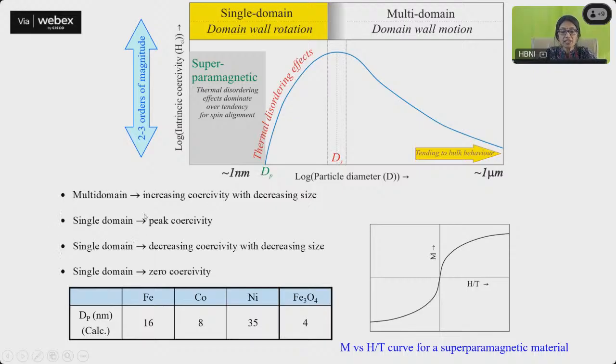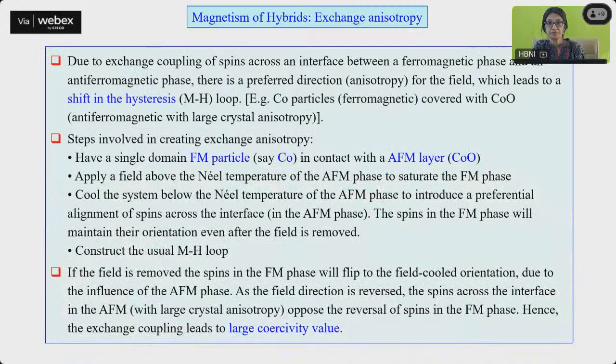So what you have, multi-domain, is increasing coercivity with decreasing size. For single domain, you have a peak coercivity. Then in single domain, there is going to be decreasing coercivity with decreasing size. And ultimately, in the single domain itself, there is going to be a point when this thermal disordering effect is going to completely take over, and what you will see is zero coercivity. So this is what is expressed over here. For a superparamagnetic material, this is how your M versus H by T curve is going to look. So this is known as a superparamagnetic nanomaterial.